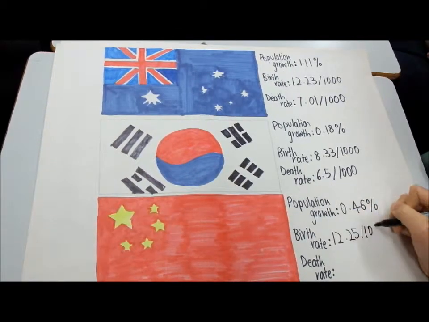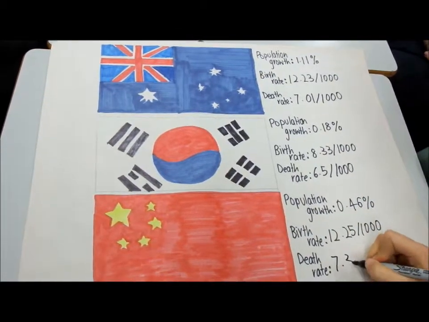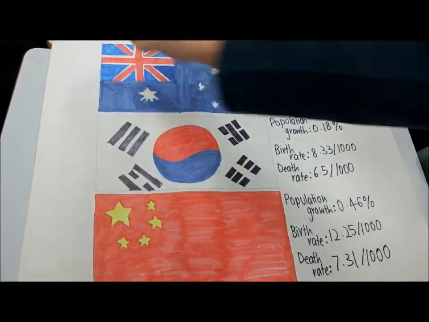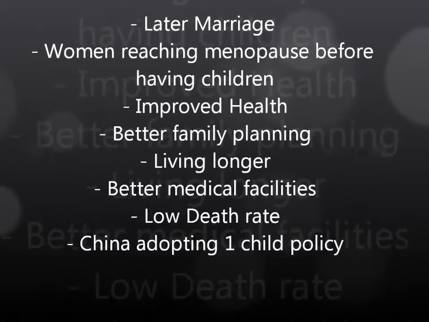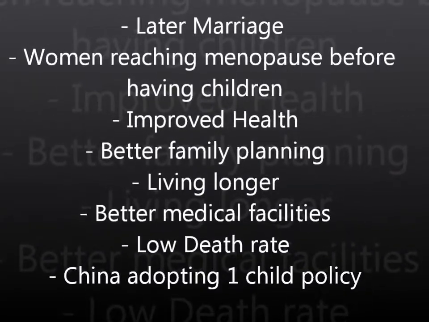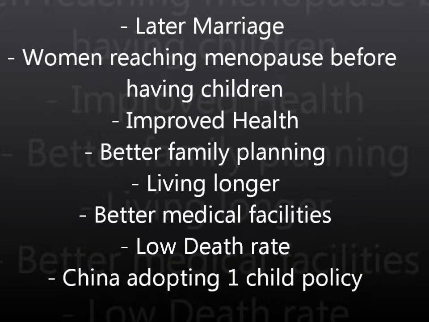China, population growth rate 0.46%, birth rate 12.25 births per 1,000 of population, and death rate 7.31 per 1,000 population. Reasons for being in Stage 4 include later marriages, women reaching menopause before they have children, improved health and good family planning. People are living longer on average, and they also have good medical facilities as opposed to other countries that aren't as developed. Death rate remains low as healthcare is at an optimum level.